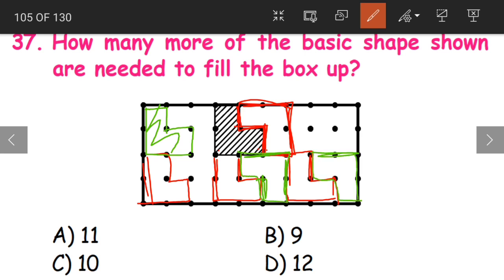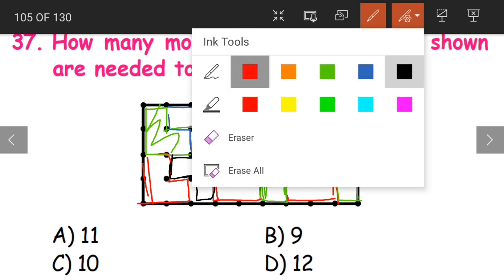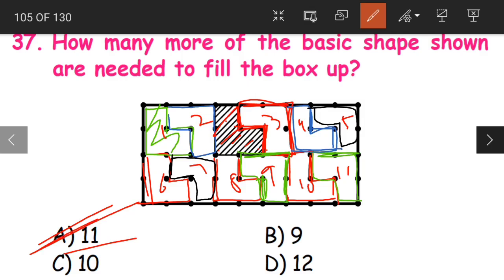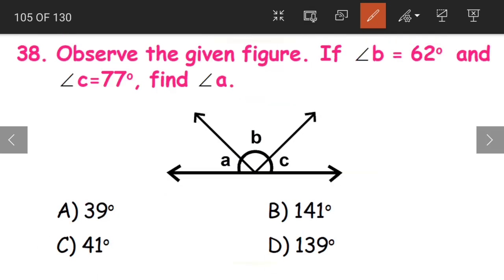Again here 1. We'll take another color. This is 1. This is 1. This is 1 and this is 1. Now count how many more of the basic shapes did we draw here. We have drawn 1, 2, 3, 4, 5, 6, 7, 8, 9, 10, 11. So what is our answer? A total of 11 of the same basic shapes are needed to fill up our entire box. So option A becomes our correct answer.